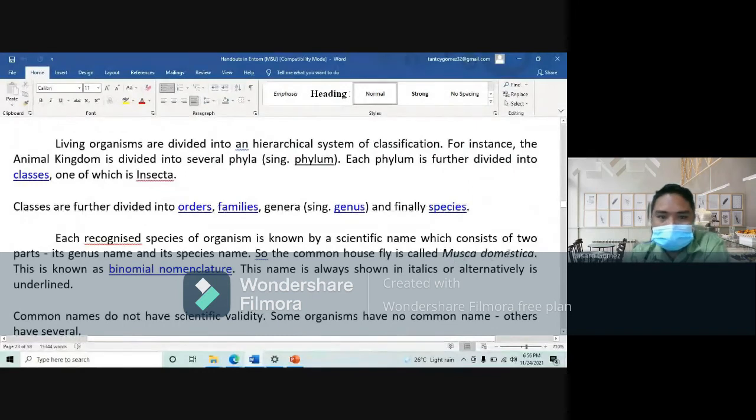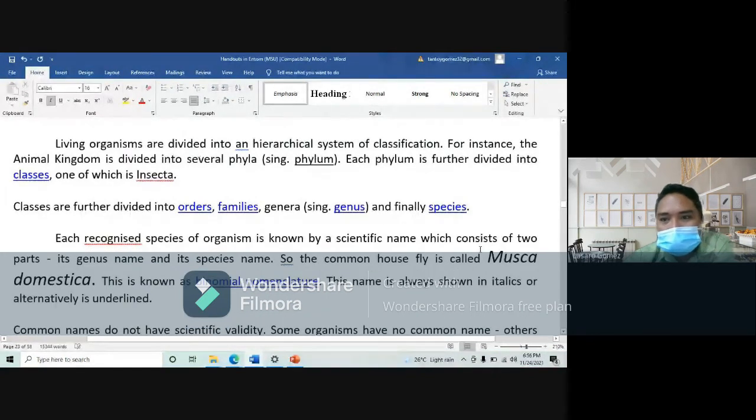Binomial nomenclature. This name is always shown in italics or alternatively is underlined. So you cannot see scientific names written in bold or in normal writing. When you see scientific names, they should be written like this. Okay? Musca domestica.